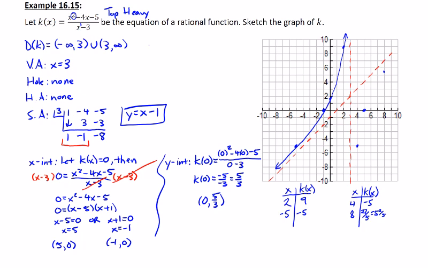So all 3 of these points are to the right of the vertical asymptote, but also all 3 of the points are below the slant asymptote, and I can really see a curve here. So I'll connect them with a nice smooth curve, staying within my 2 boundaries here, and then all of this together gives me the graph of k.